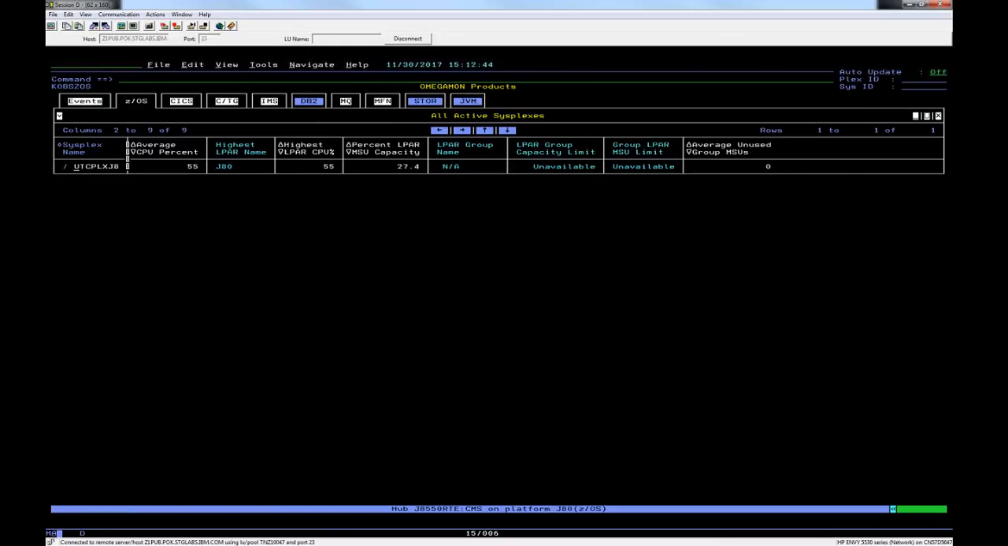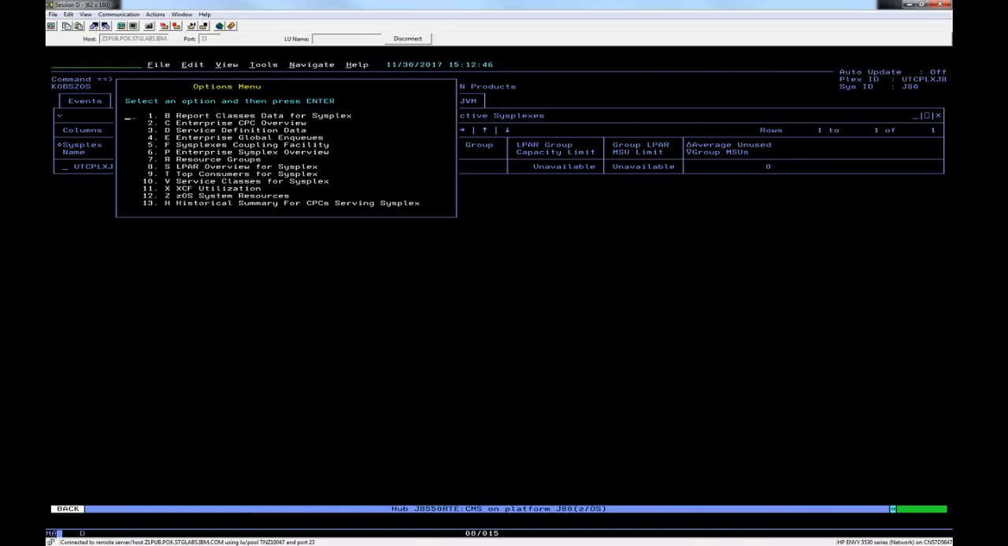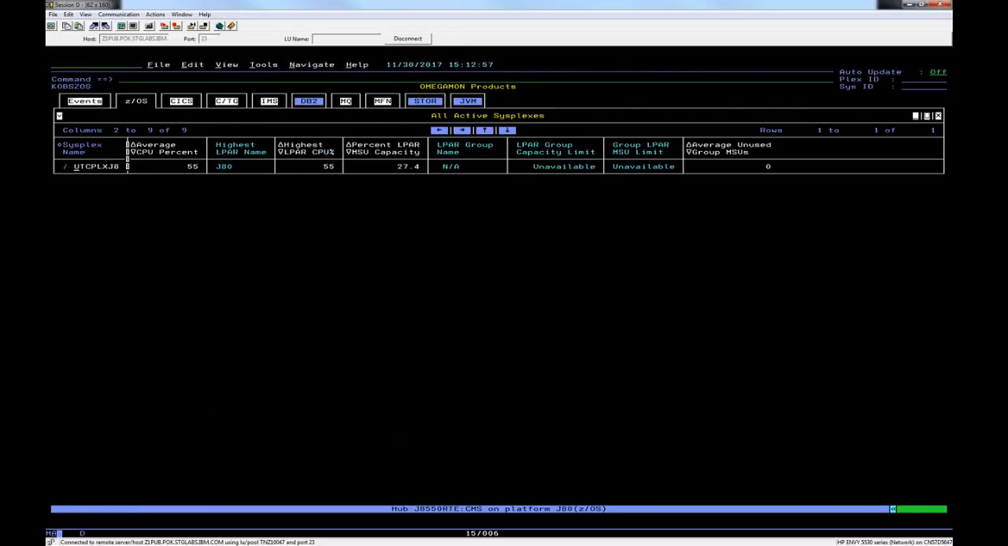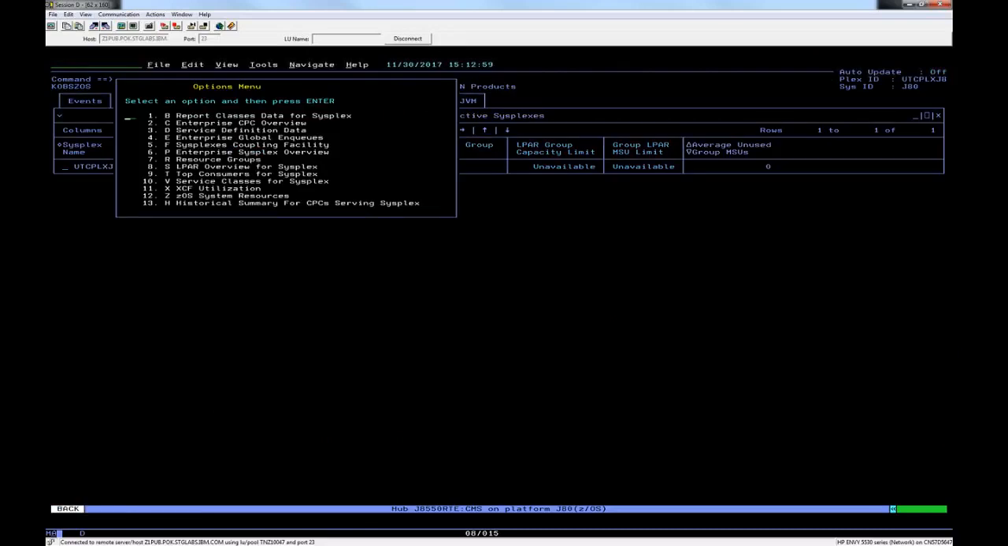We back out, and once again bring up the options menu. Some basic service definition data just tells you what policy is running, when it was activated, and so on. I think we're getting the gist of the fact that one can look at pretty much all of the metrics that one wants to look at at the Sysplex level.